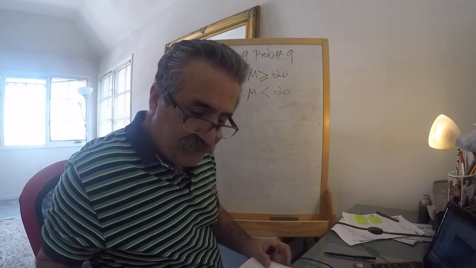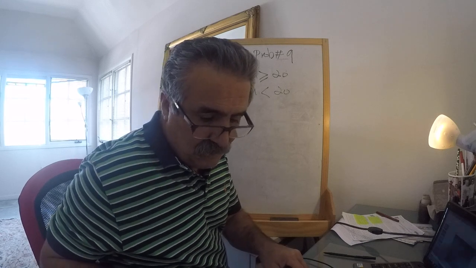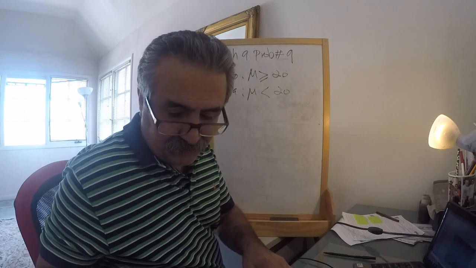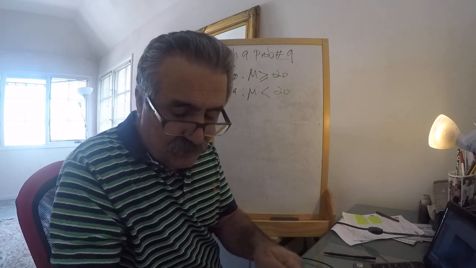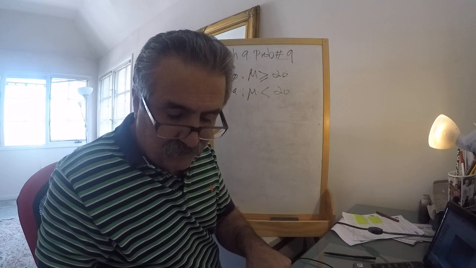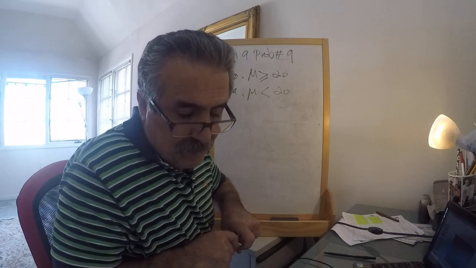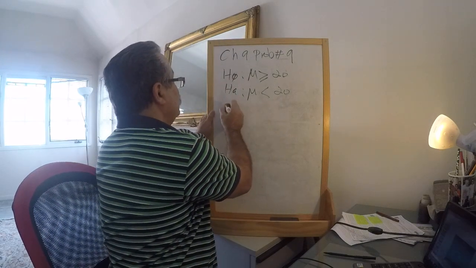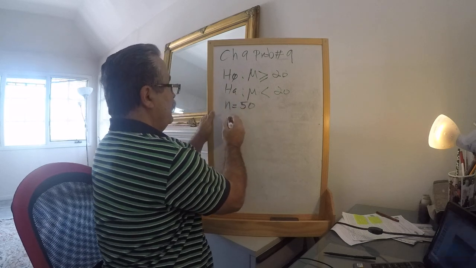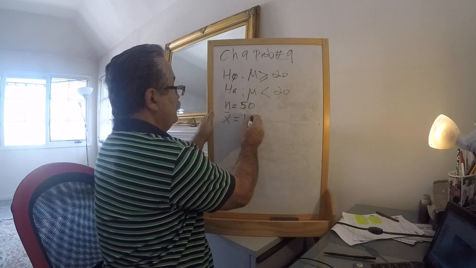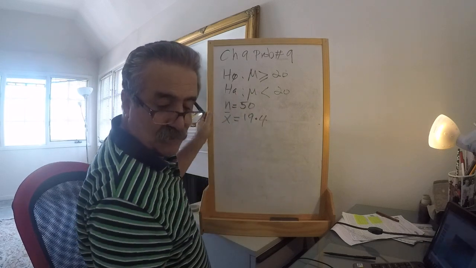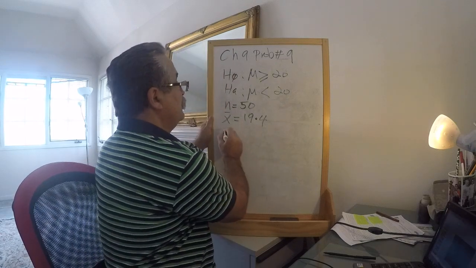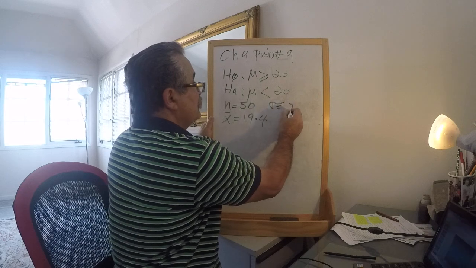Problem number 9, a sample of 50 provided a sample mean of 19.4. So n is equal to 50, x bar is equal to 19.4, population standard deviation is 2, sigma is equal to 2.